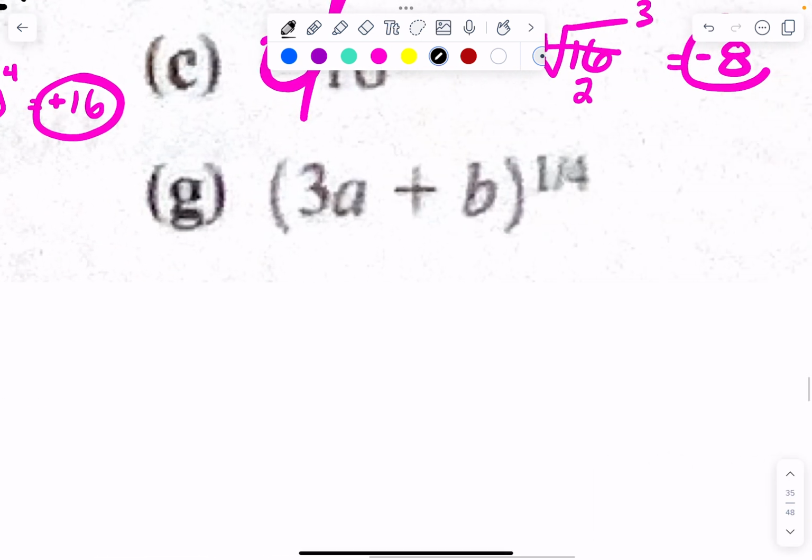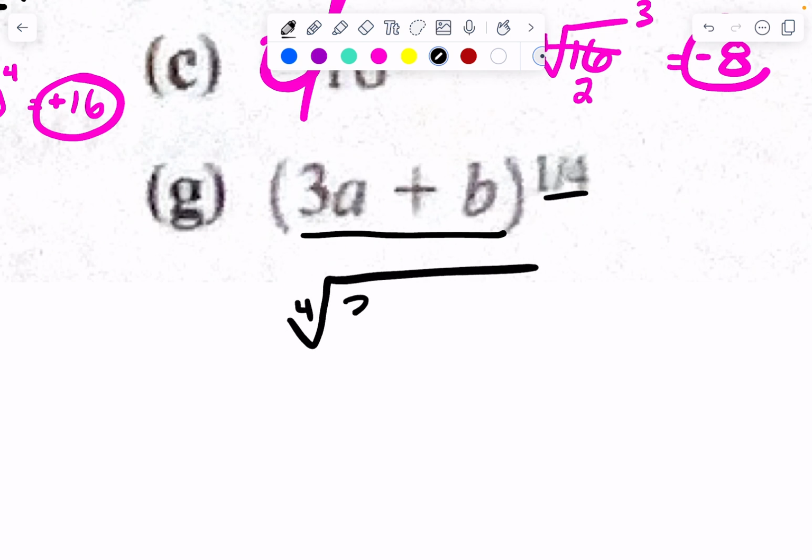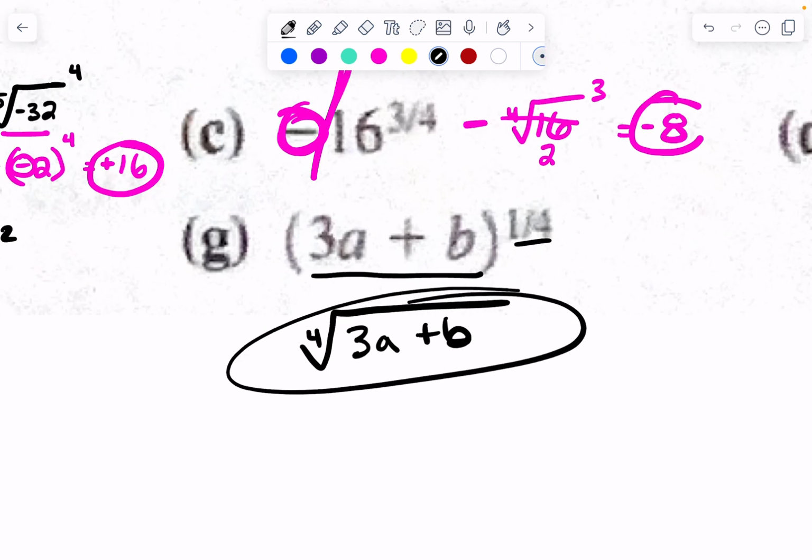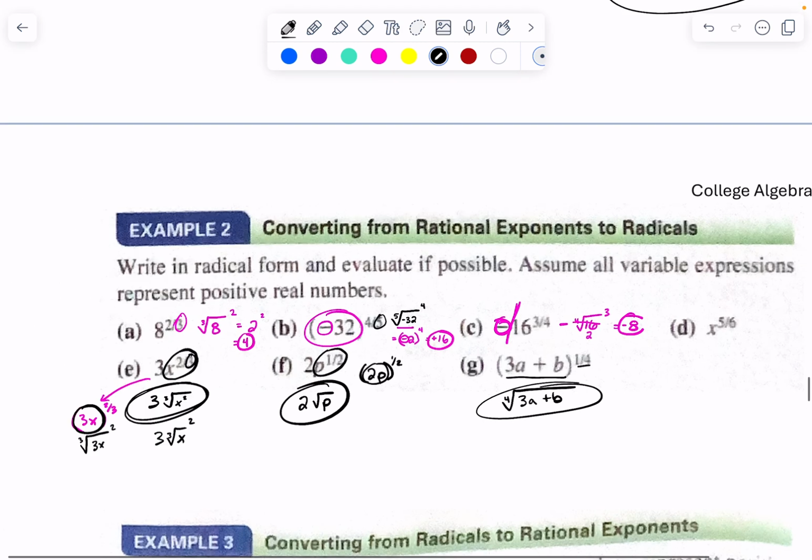G, everything, like this one is in parentheses, everything is to the 1/4 power or the 4th root. 3a plus b. And there's no other breaking down that you can do from there. That is all, okay? These bottom 3 were ones that we couldn't, oh gosh, I forgot D over there. Those bottom ones were ones that we cannot simplify, okay?